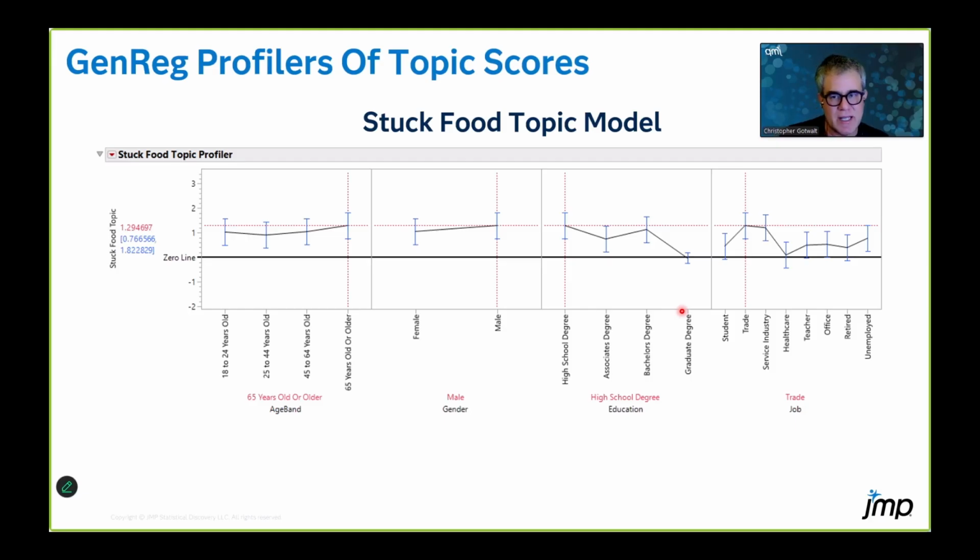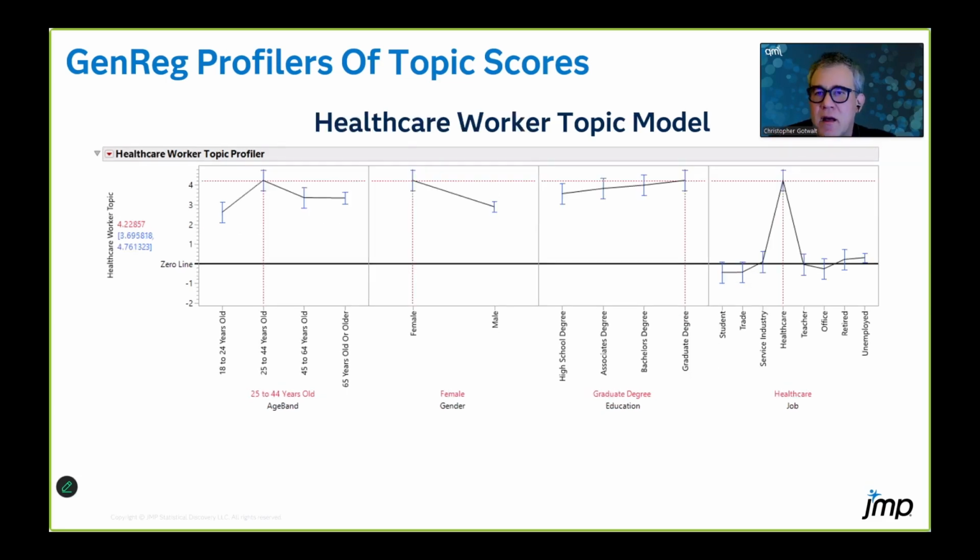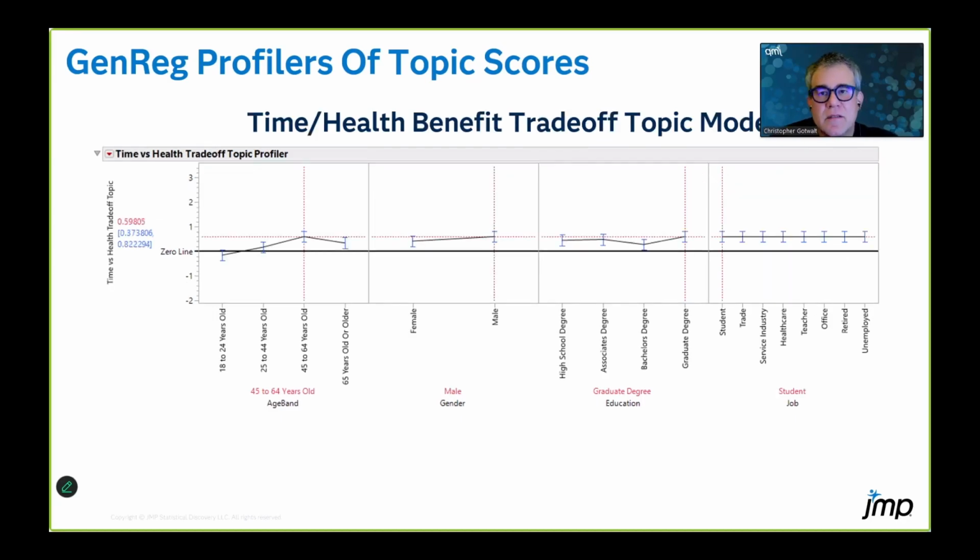So it's much more likely that healthcare workers mentioned other things in the space allotted to them and didn't have enough time to mention the times when barbecue got stuck in their teeth and they had to floss as a result. The healthcare topic was really only present with people that were actually healthcare workers, not surprisingly. Mentioning it increased with educational attainment, and also female healthcare workers seemed to mention it more often than men. The time versus health benefit topic was pretty much the same for everyone over 24 years old.